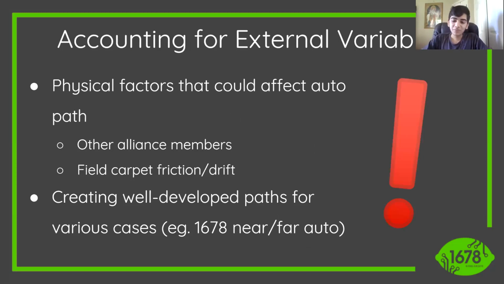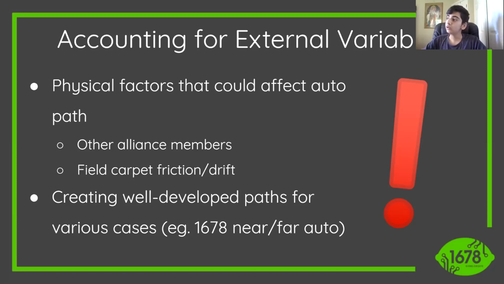So now we come on to a bit more of an interesting topic, because some of these variables might not be things that you can address immediately in your shop. But it's important to understand that there are lots of physical factors that could affect the auto path that you code. In your shop, you might have a different kind of carpeting, or a smoother or more rugged carpeting, that could affect your auto path. We've discussed this before, but you may also have different alliance members, and that could affect your auto path if you don't understand exactly where they're moving, or you don't collaborate and communicate with them.